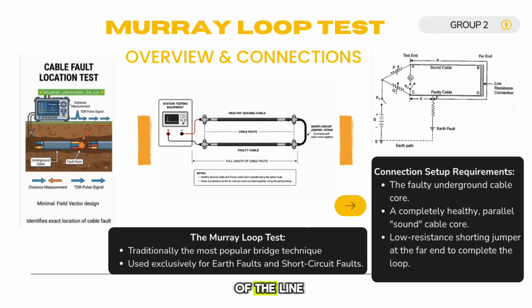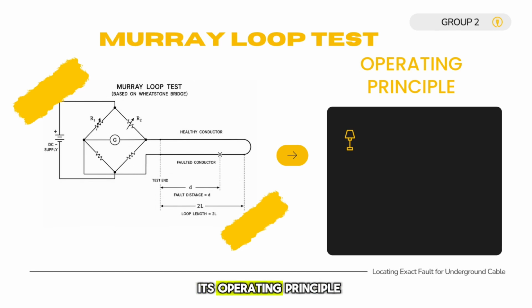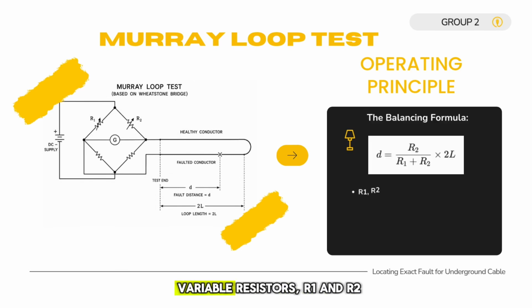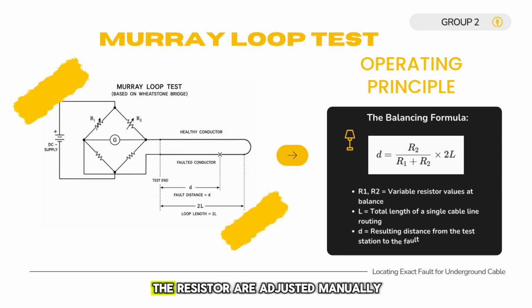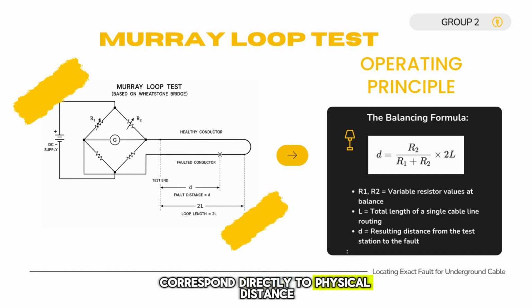At the far end of the line, these two cables are securely joined using a very low resistance shorting strap to complete the loop circuit. In terms of its operating principle, two highly accurate variable resistors R1 and R2, a DC power source and a sensitive galvanometer are hooked up at our testing station. As shown in the circuit schematic, the resistors are adjusted manually until the galvanometer reaches zero current, meaning the bridge is perfectly balanced. Once balanced, the loop resistance corresponds directly to physical distance.